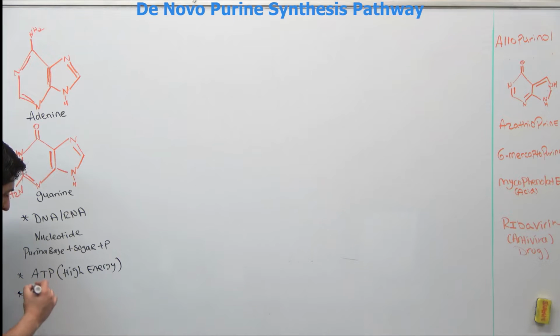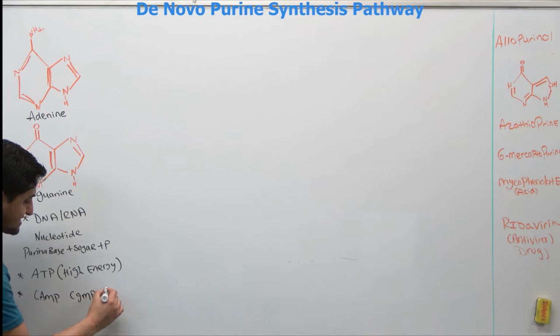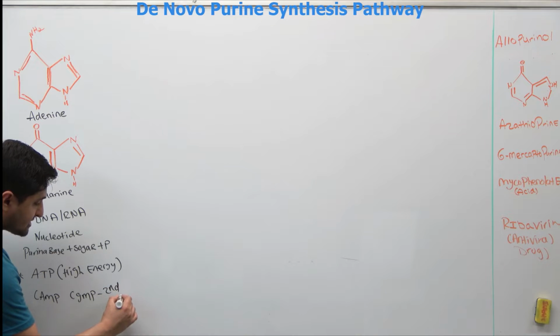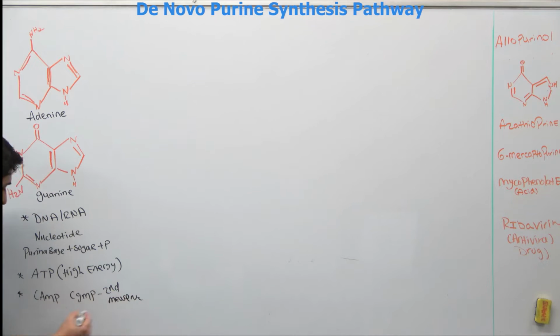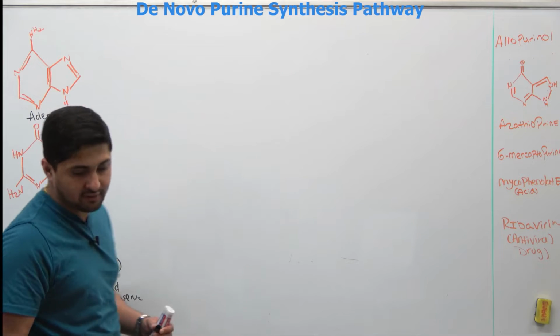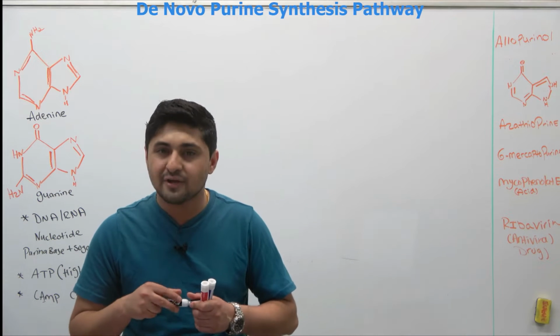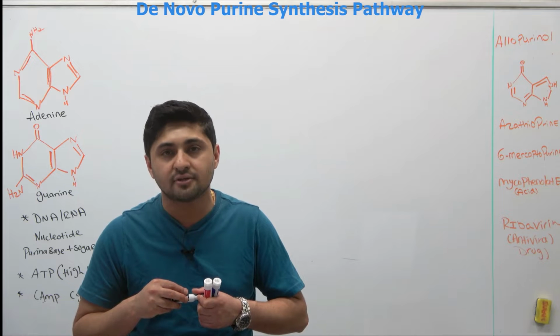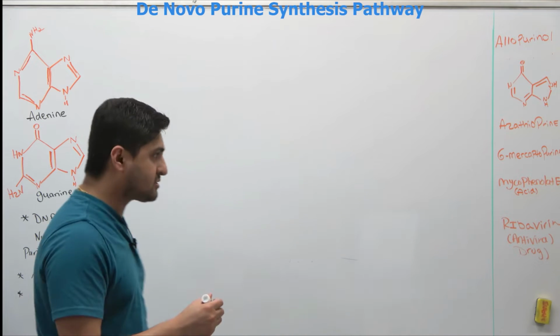Not only this, if you remember, there is something called cyclic AMP, and there's something called cyclic GMP. These are basically second messengers. And what are these called? Adenine monophosphate, guanine monophosphate. See, we're using this adenine and guanine for regulating. They basically act as metabolic regulators for the cells.